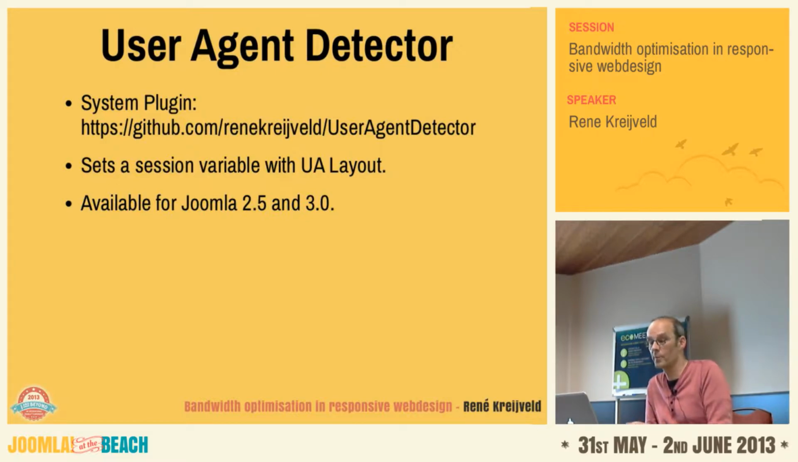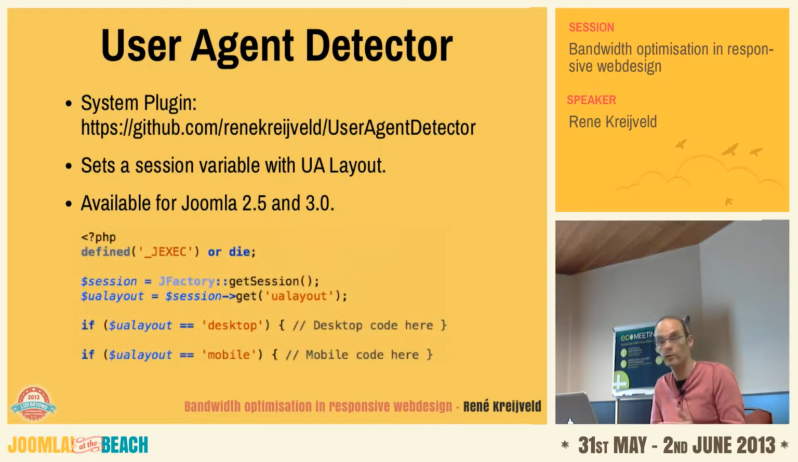The code use is very simple. Inside your template, or your module, or your component code, or your plugin code, you can read a session variable, and a session variable is being set with the value of the user agent. So the first line here is session is JFactory get session. With that, I open up the session variables in memory, and in the variable UA layout, I store the value of the user agent. And then you can test inside your code if the user layout is a desktop or a mobile. And based on that, you can enter the code.